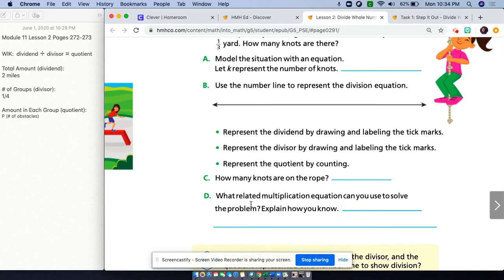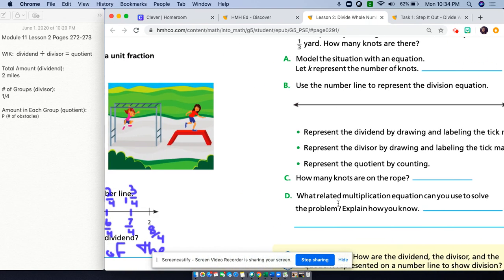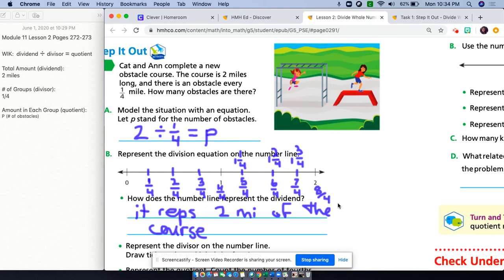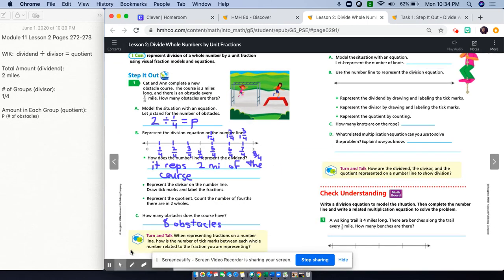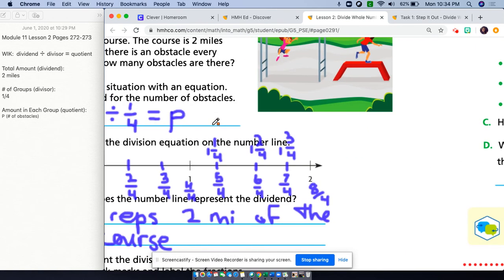Then it wants you to write the related multiplication equation you could use to solve the problem. They didn't have us do that for problem 1, but I'm going to do it for you now so you can see what that looks like. For here, we wrote the division equation, but if I wanted to write the multiplication equation, it would look like this.